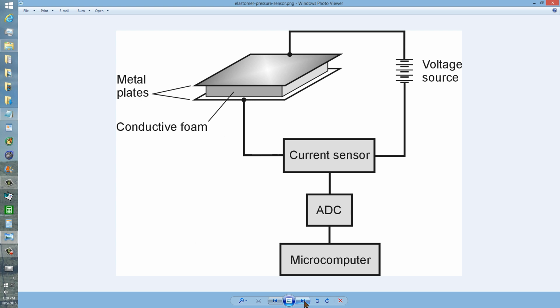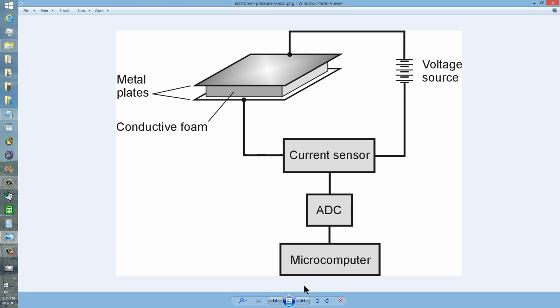The other method of sensing pressure has a very similar geometry, except instead of a non-conductive or dielectric foam, it has a conductive foam between the plates. When you apply pressure to this, it reduces the spacing between the plates, thereby compressing the foam, increasing the conductivity or reducing the resistance, increasing the current through this current sensor, which then changes that data into digital form, analog to digital converter, and on to a microcomputer attached to a robot that tells itself to go fly a kite.